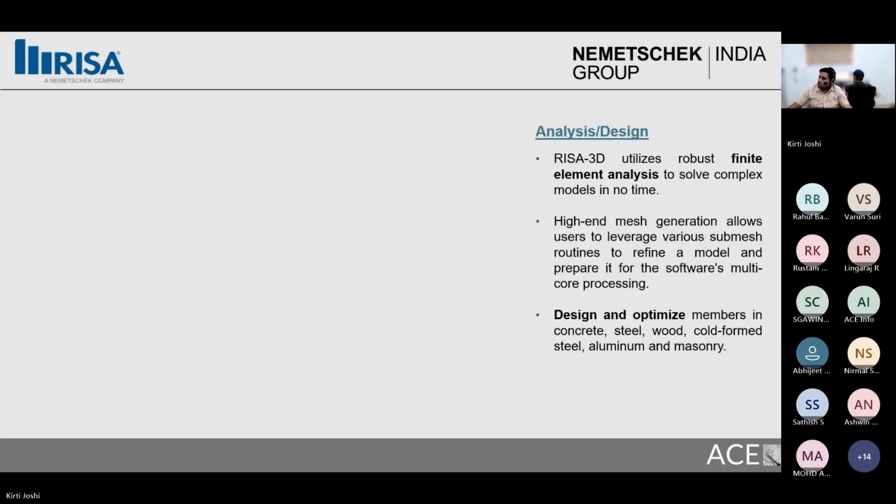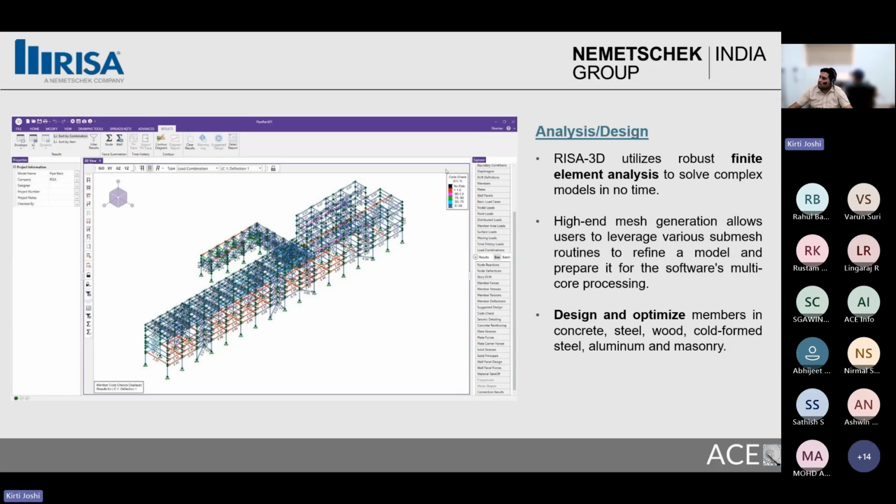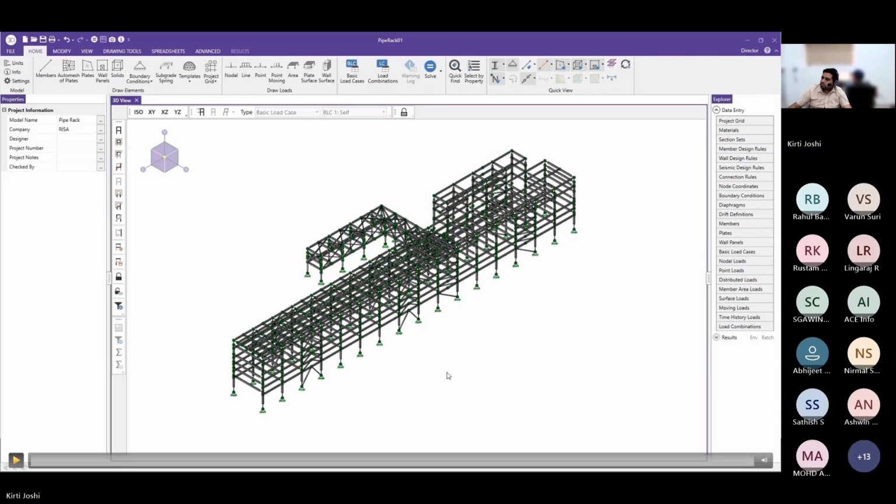So this is how we can perform the analysis and design in RISA 3D after creating a model and applying the load. It uses finite element analysis that can solve large and complex models. One of the key advantages is its mesh generation system. Once the analysis is complete, RISA allows you to design and optimize members made from a variety of materials. So we will see the quick videos here that we have created.